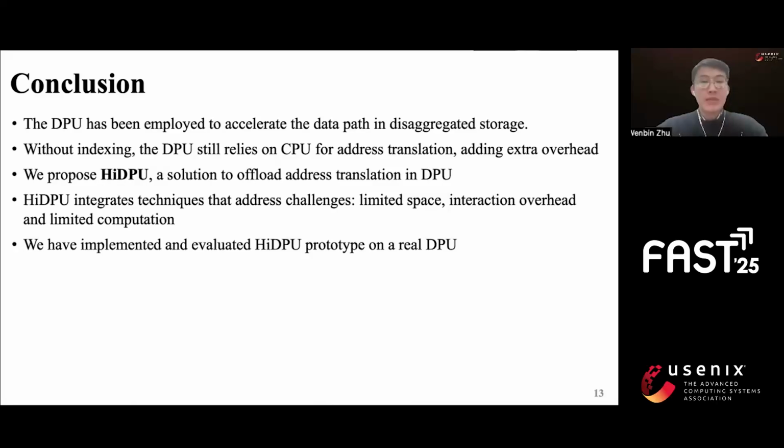In this work, we explore the use of DPU to accelerate the data path in disaggregated storage systems. Without indexing, the DPU still relies on the CPU for address translation, which adds extra overhead. And offloading the index to the DPU faces challenges such as limited space, interaction overhead, and low computation power. To address these challenges, we propose HiDPU, which integrates techniques to overcome each of these issues. We have also implemented a HiDPU prototype on a real DPU and evaluated its effectiveness.